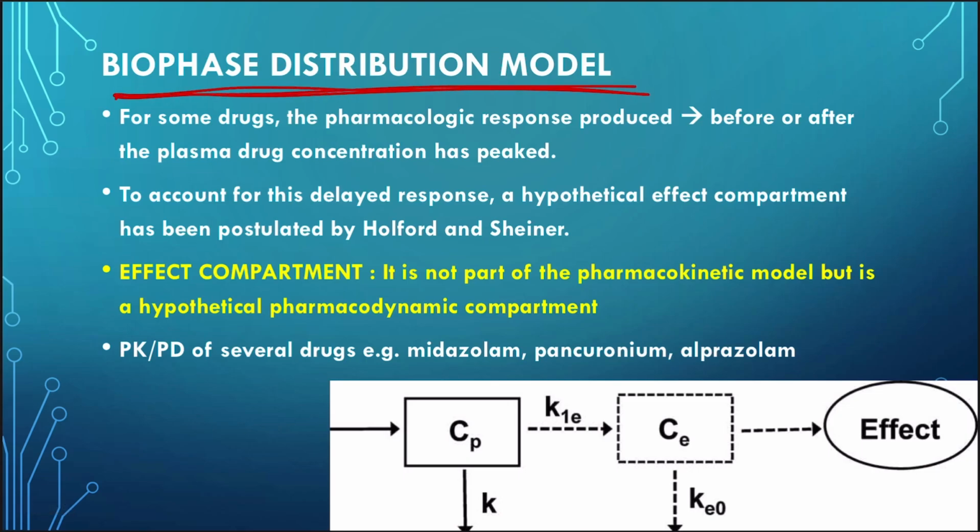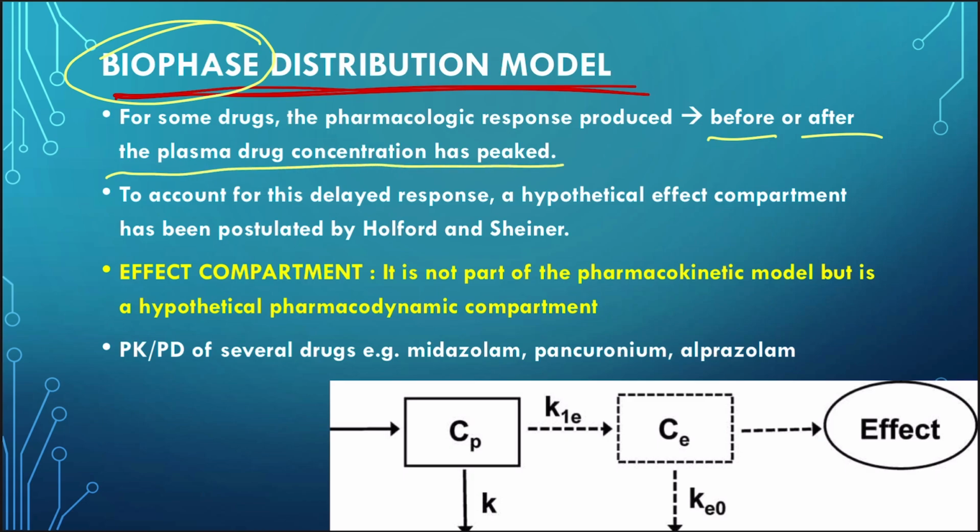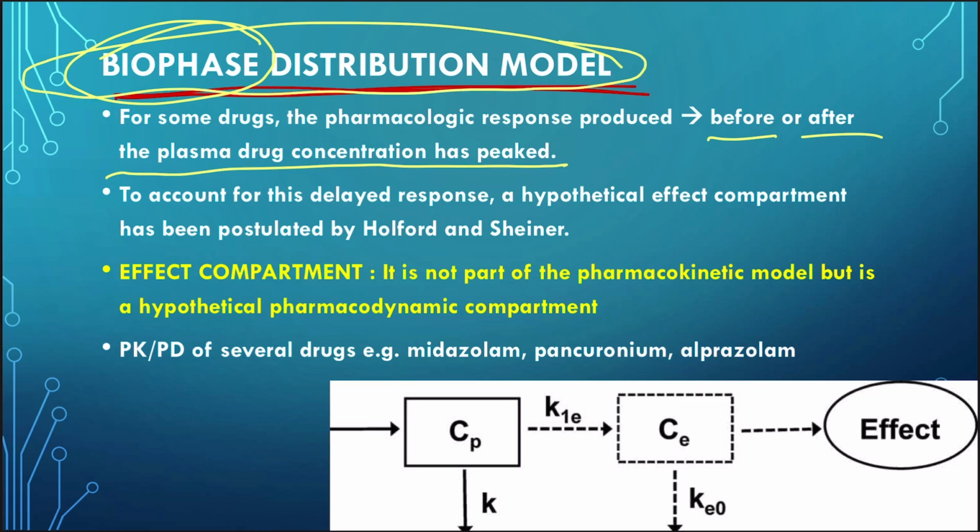Before we discuss what this biophase distribution model is, we need to know what biophase is. Biophase is basically the effect site, that is the site of action of a particular drug. So from that we can understand what is meant by the biophase distribution model. For some drugs the pharmacological response is usually produced either before or after the plasma drug concentration has peaked. Means the peak of the plasma drug concentration and the peak of the effect will not coincide, and this is the case when we are using the biophase distribution model, because it takes time for the drug to reach the effect site from the plasma.